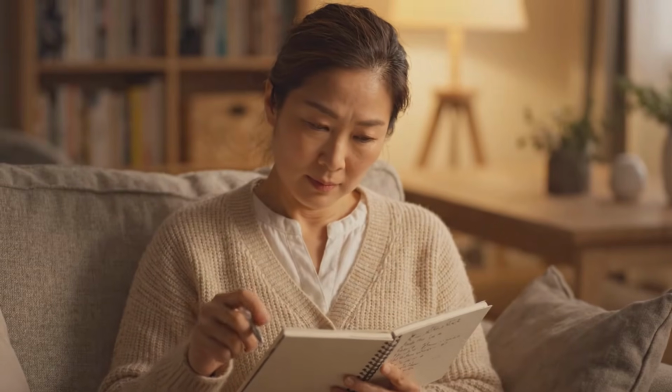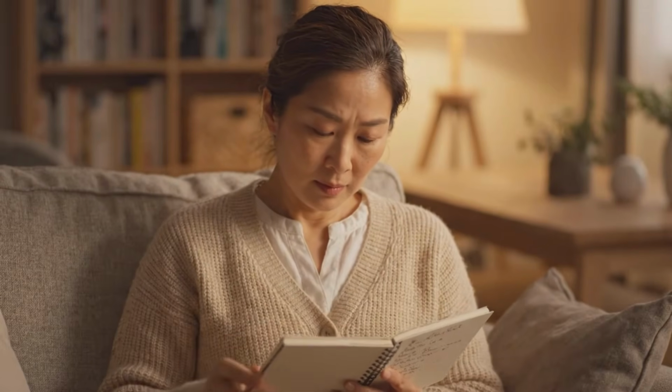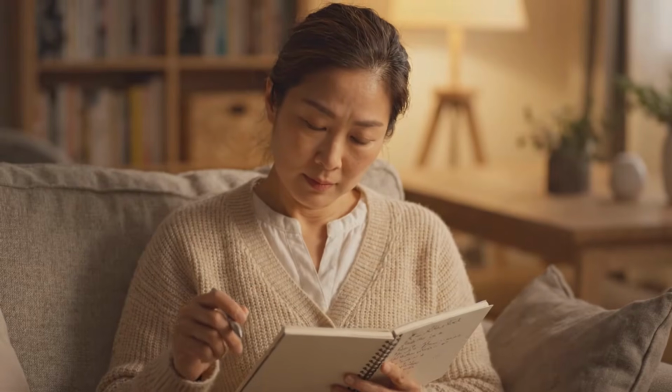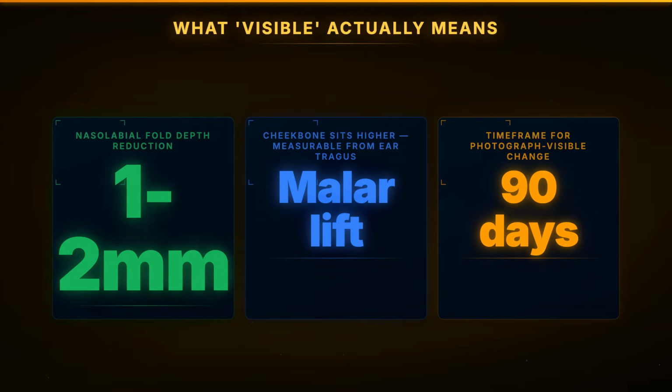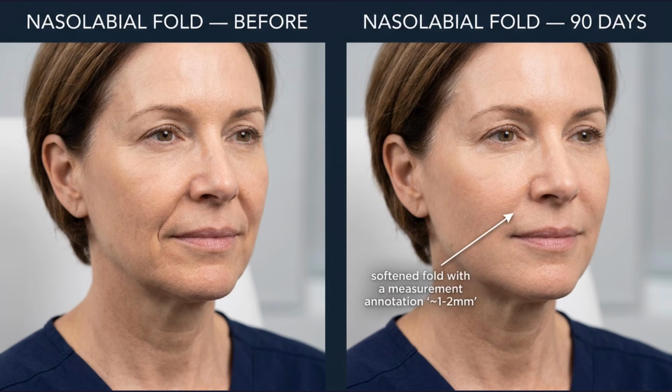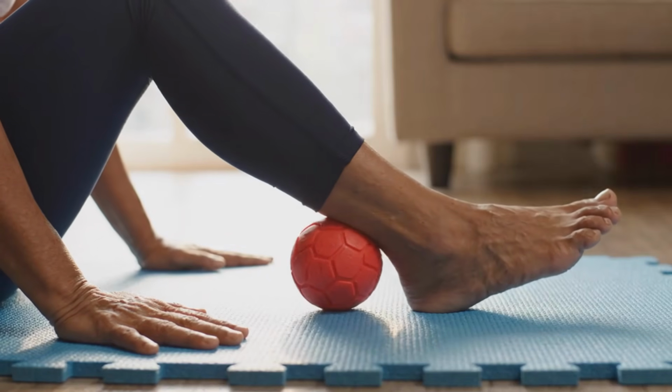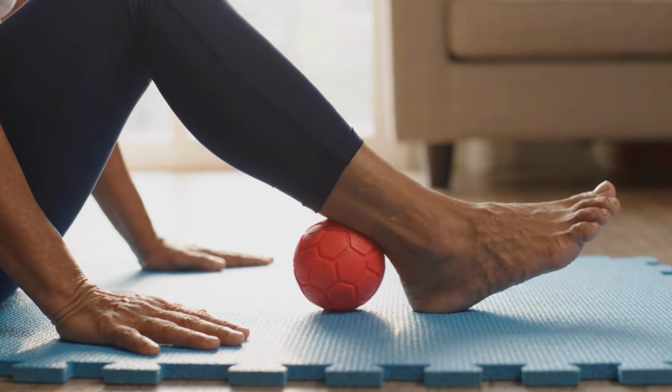I want to be specific about what visible means, because vague claims about facial change are the currency of an industry I have very little respect for. Visible means the nasolabial fold softens by approximately 1 to 2 millimeters of depth. Visible means the malar region, the cheekbone area, sits slightly higher in photographs when measured from the tragus of the ear to the most prominent point of the cheekbone. Visible does not mean you will look 20 years younger. Visible means the tissue stops being pulled downward by tension originating 2.5 feet below your face.